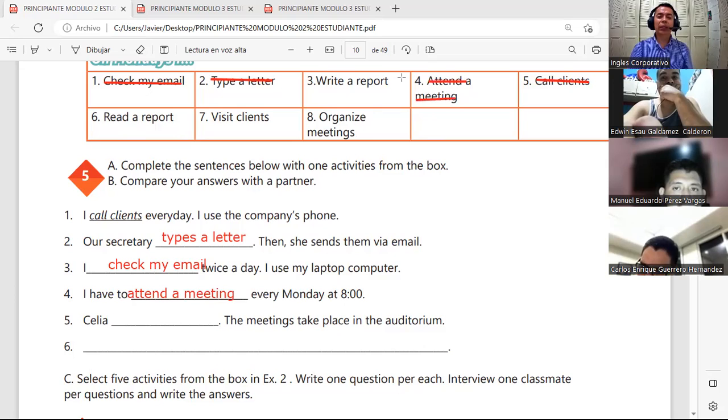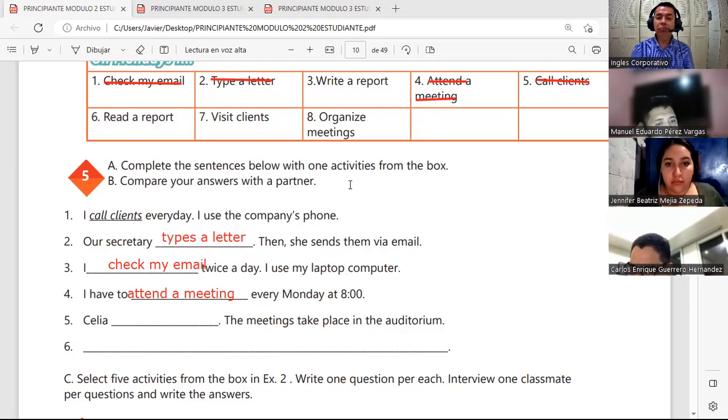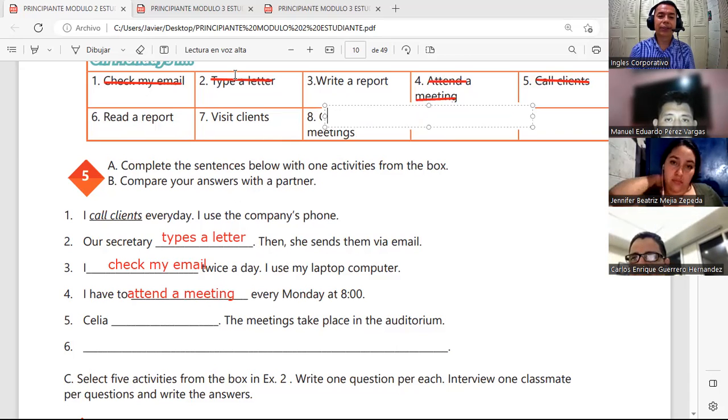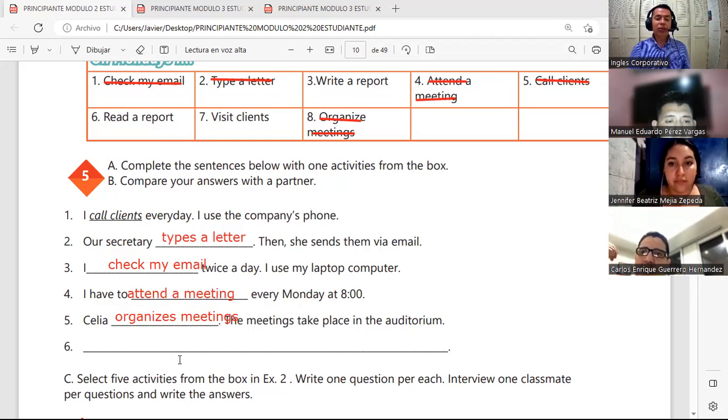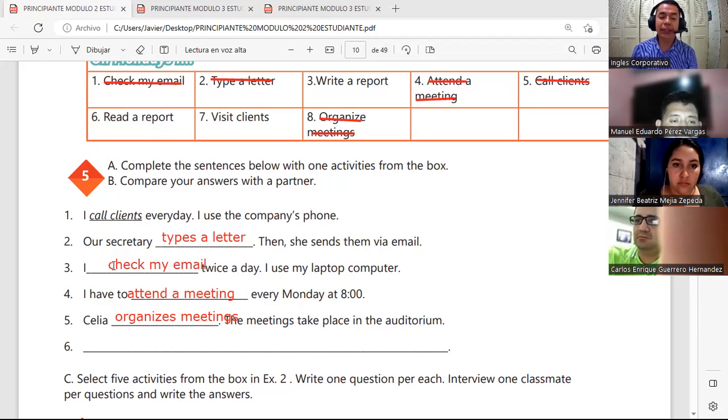Okay, good. Now, Celia. Organize meetings. Okay. Excuse me. Okay, good. Organize meetings, right? Okay, notice that this is in simple present, right? But because it's third person singular, we're going to say organizes. Remember? So, Celia organizes, or secretary types. But when I say I, I don't say I types. No, I type. You don't say I calls. No. I say I call, right?